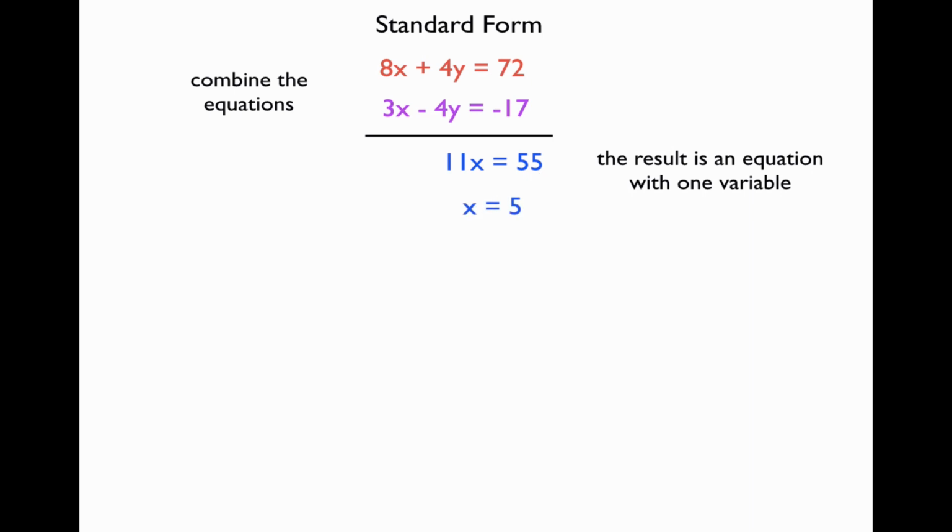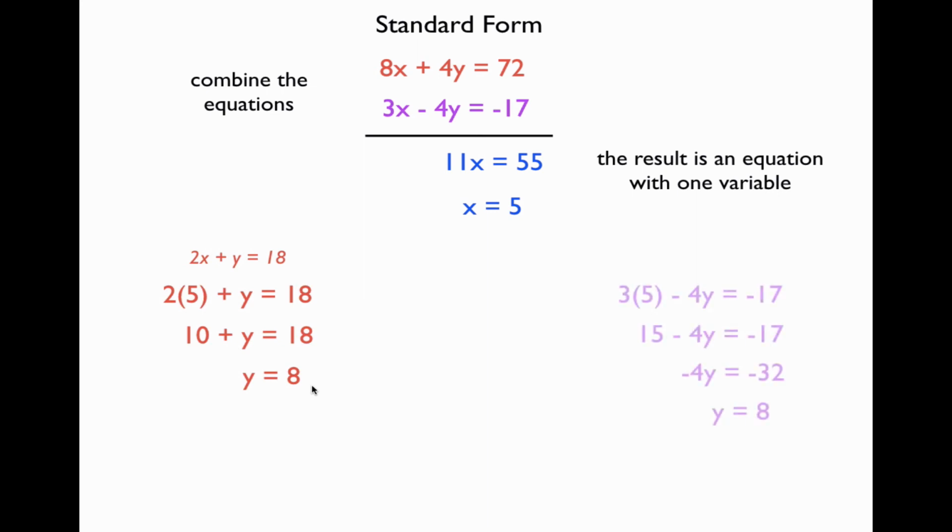And since I modified that first equation, I'm going to plug x into the unmodified version of the equation, and I get y equals 8. And then I'm going to plug it in to the second equation, and I get y equals 8. So I have verified that my answer is correct. I've proven that when x equals 5, y equals 8 in both equations.